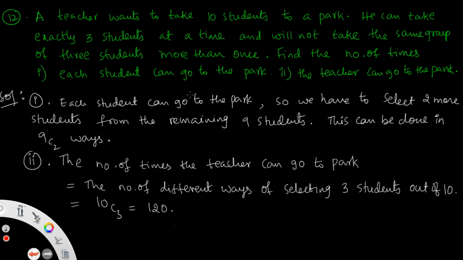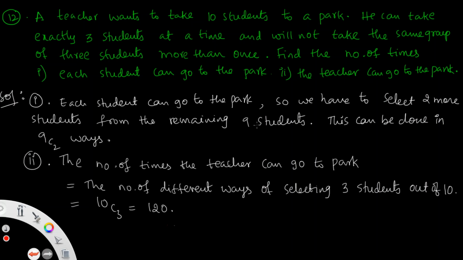We have to select 3 people, but the teacher should not take the same group of 3 students more than once. So the first question is asking how many times each student can go to the park. That means we have to select 2 more persons from the remaining 9 students, out of 10 students. If one person is selected, there is no chance to take another time, so that person should be kept the same. From the remaining, select 2 persons. Then the choice is over; he already went.